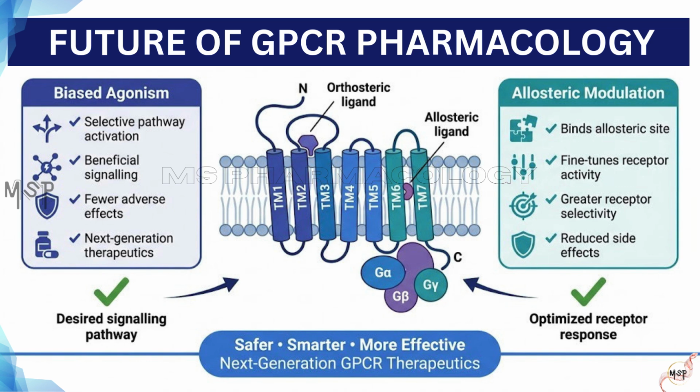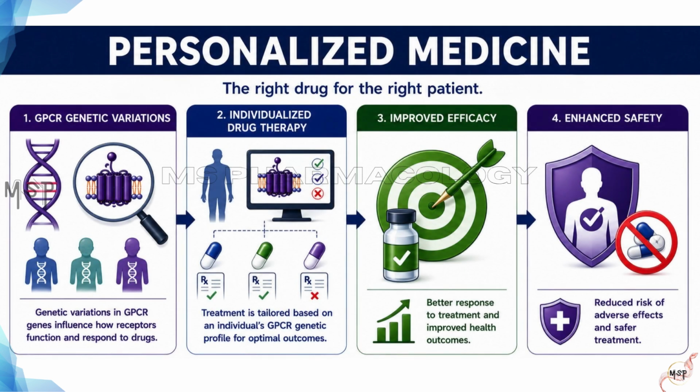Another important development is allosteric modulation. Instead of binding to the primary ligand binding site, allosteric modulators bind to a different site on the receptor, allowing them to fine-tune receptor activity, improve receptor subtype selectivity, and reduce side effects. Advances in personalized medicine are also shaping GPCR pharmacology. Because genetic variations in GPCRs can influence individual drug responses, therapies can increasingly be tailored to each patient, improving both efficacy and safety.